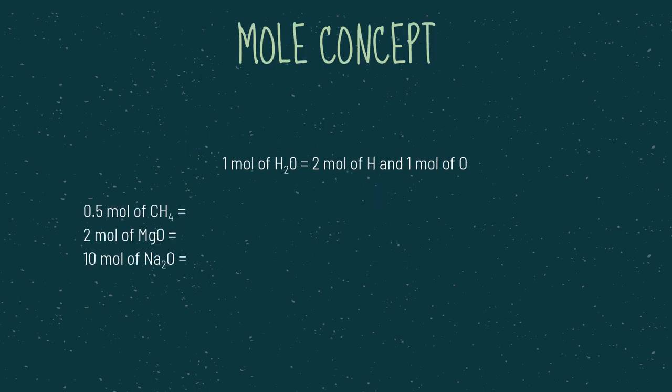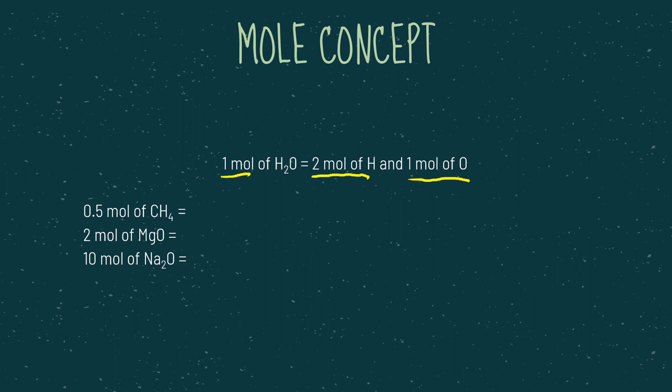So before we go and find out how to calculate mole, we first need to understand some mole concepts. If I were to say that there is 1 mole of H2O, it means that there will be 2 moles of hydrogen and 1 mole of oxygen. So the number of moles of each atom is actually dependent on the stoichiometry and dependent on the formula of the compound. So let's look at some of these examples.